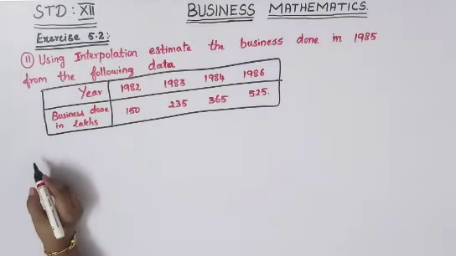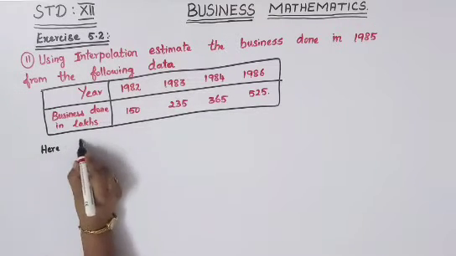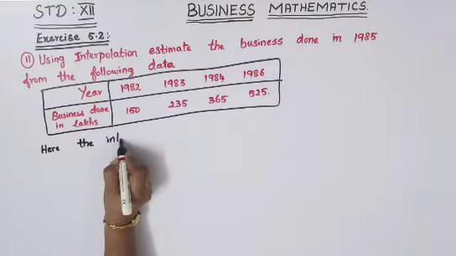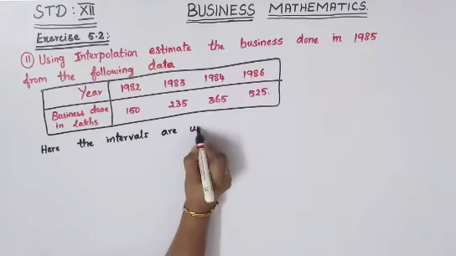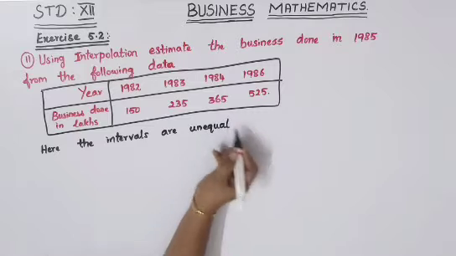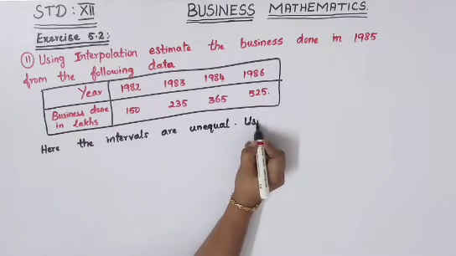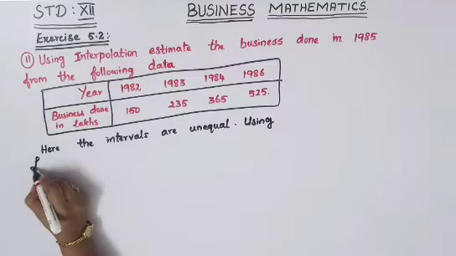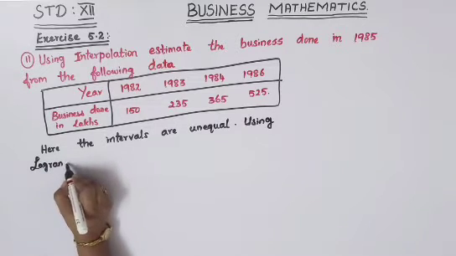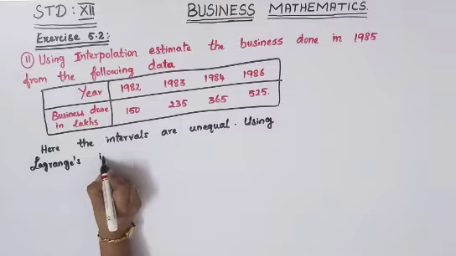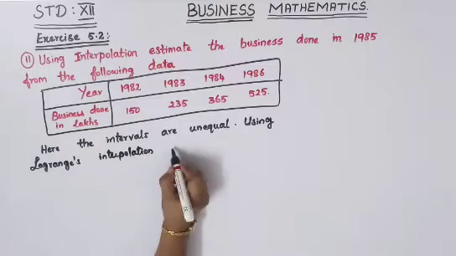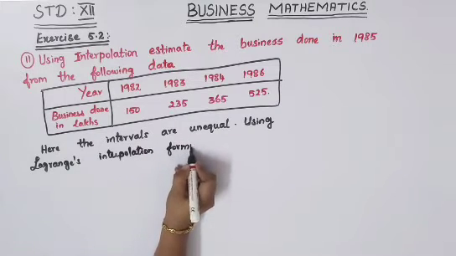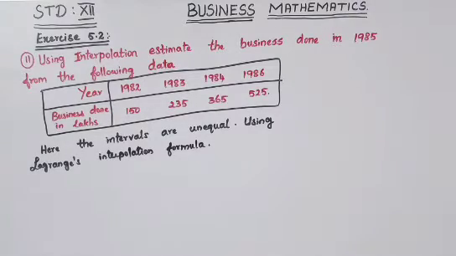So here the intervals are unequal, using Lagrange's interpolation formula. First you will have to write your x0, x1, x2, x3.